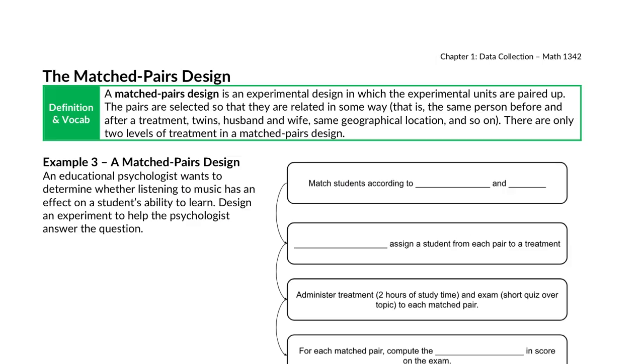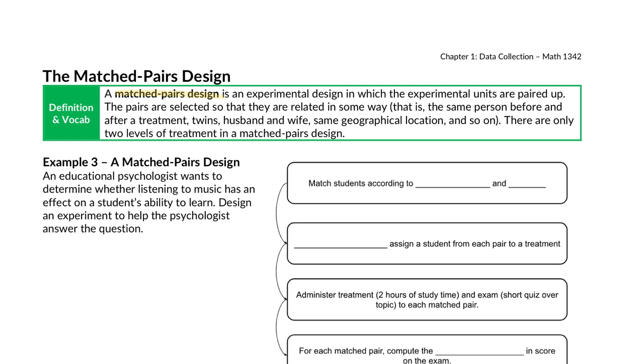The second type of design we can have is called a matched pairs design. Again, I love the way we've named these things because they tell you exactly what to do. In a matched pairs design, it's an experimental design in which the experimental units are paired up. The pairs are selected so that they are related in some way. That is the same person before and after an experiment, twins, a husband and a wife, same geographical location, and so on. They need to be matched by some characteristic or some relationship.